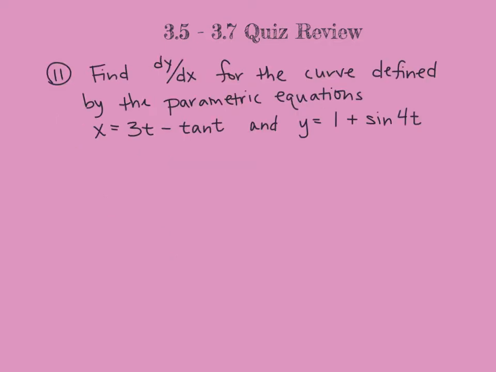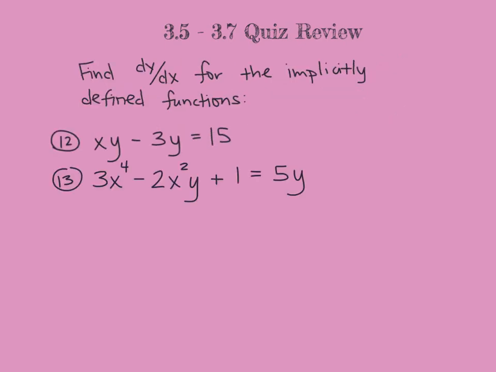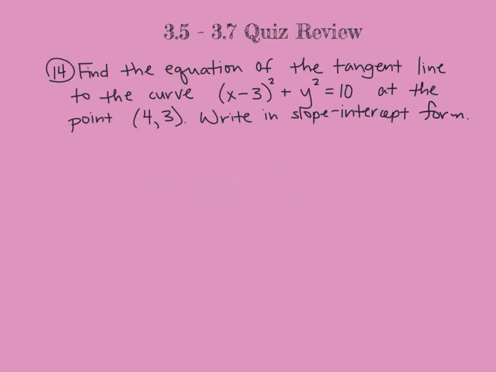Problem 11 is a parametric equations problem. This is one a lot of us missed on the assignment. 12 and 13 are finding the derivative dy dx of implicit functions. And problem 14 is another tangent line equation problem, and asking us to write in slope-intercept form.